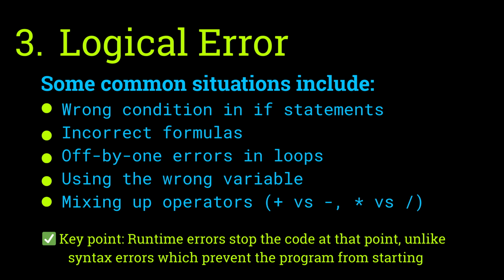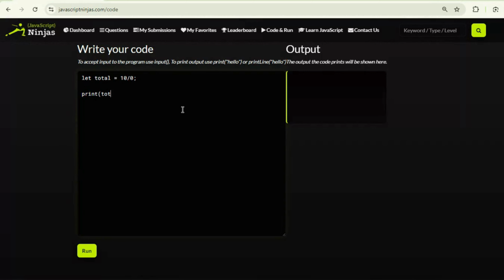Logical error: this is when the code runs without crashing, but the result is not what you expected because of a mistake in your logic. Here the program runs, but dividing by 0 doesn't make sense. JavaScript doesn't throw an error, it just gives Infinity, which is a wrong logical result.